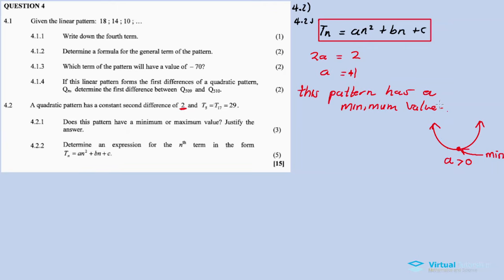4.2.2, determine an expression for the n term in the form Tn equal to an squared plus bn plus c. So basically it's for the n term of this pattern, right? So the information we have is the common difference, and T5 equal to T17, they are both equal to 29. So this will be a bit long, so I need to erase again so that we can perform the calculation. So let's do that.